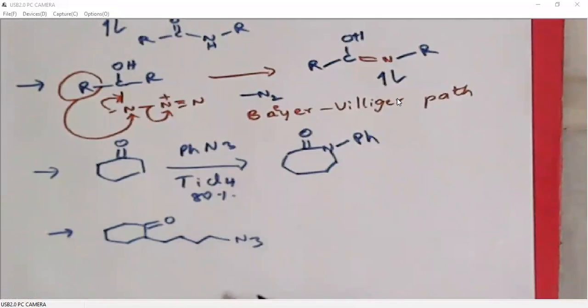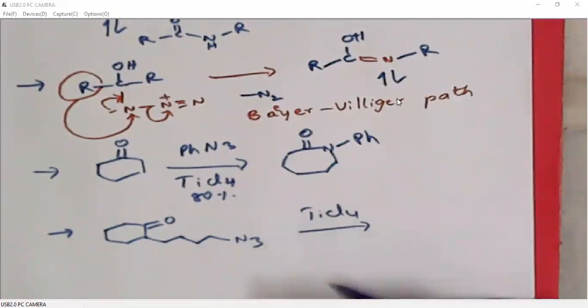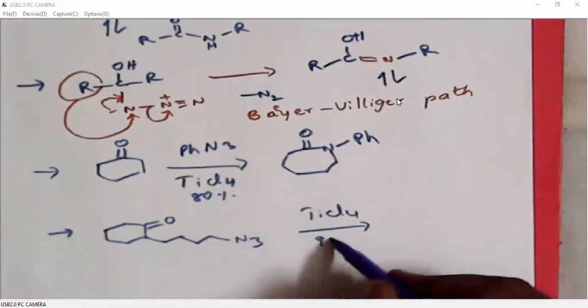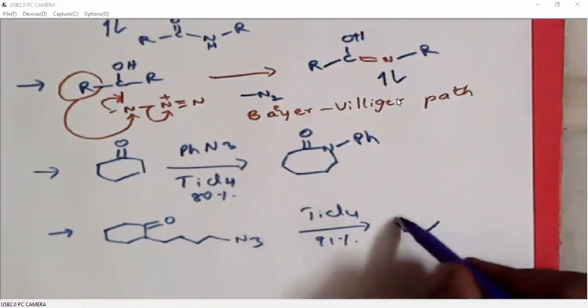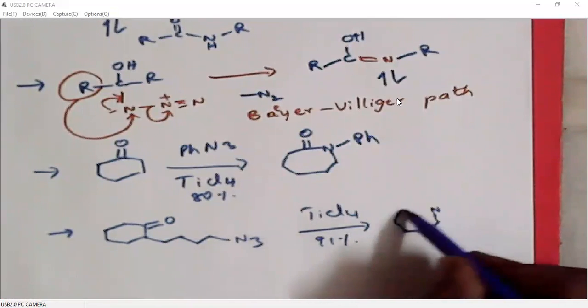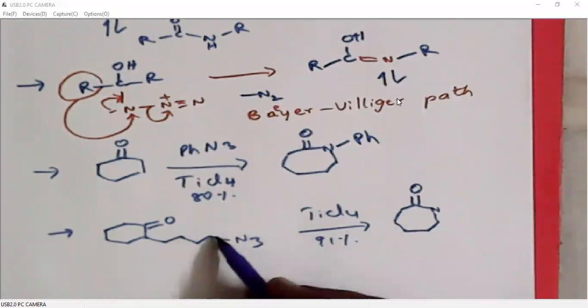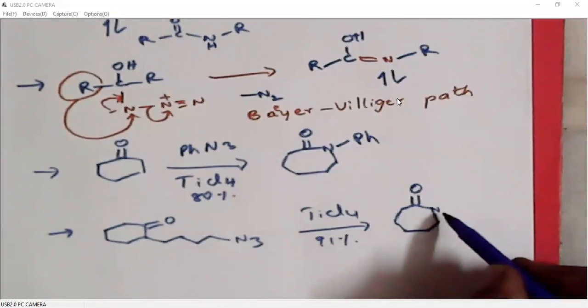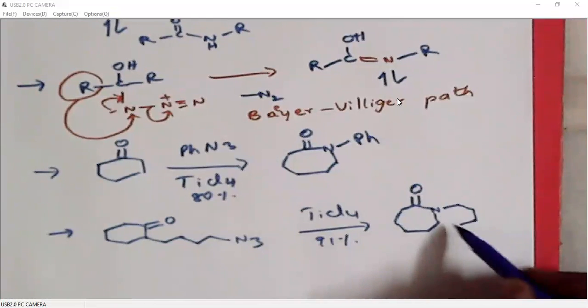When this azide is treated with titanium tetrachloride, because it is a 6-membered ring, it will become a 7-membered lactam. 1, 2, 3, 4 CH2 groups are there. 1, 2, 3, 4 CH2 groups.